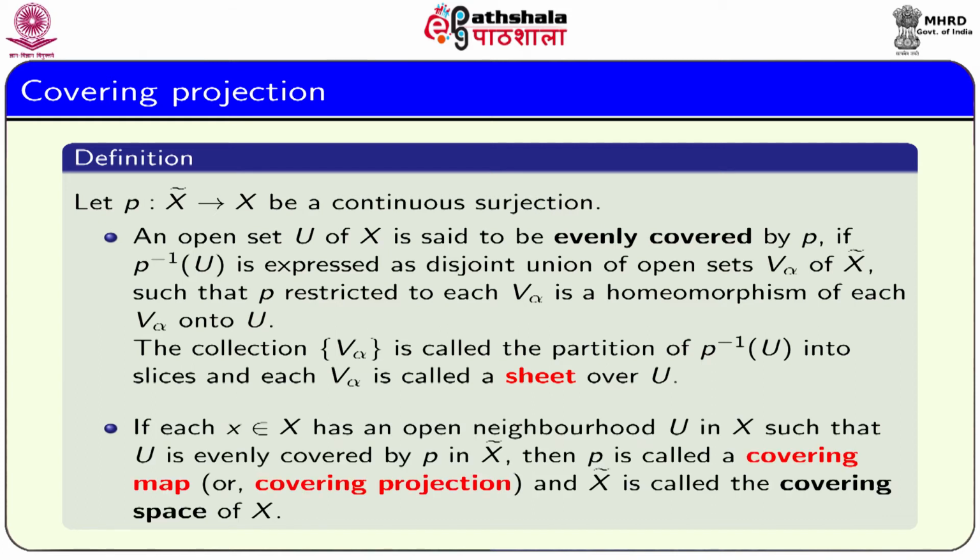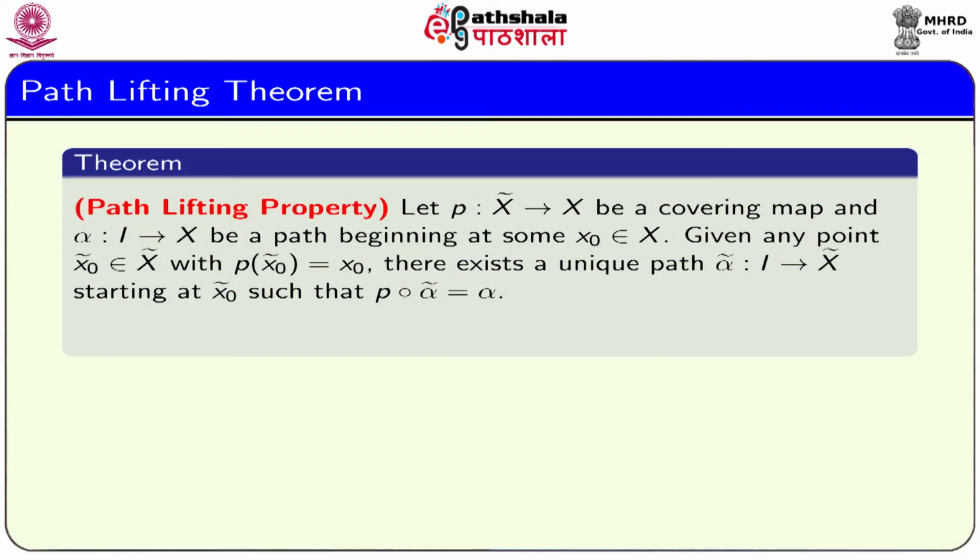If each x taken from capital X has an open neighborhood U in capital X such that P inverse U is evenly covered by P in X tilde, then P is called a covering map or covering projection, and X tilde is called the covering space of X. Such an open neighborhood U of X is referred to as an admissible open set.